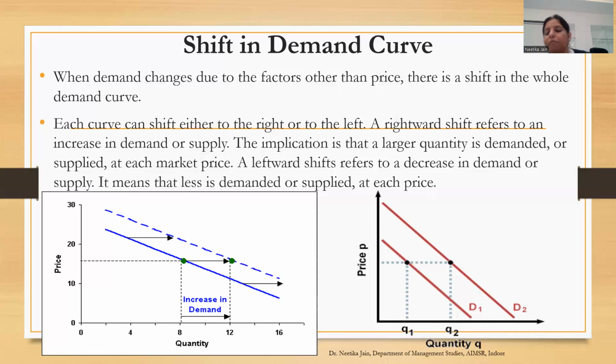So it may happen that if my income is increasing, I'm buying more chocolates, or I'm going to buy more of my clothes which I like. So even if the price is same, I'm going to spend more because my income has increased. So due to income or due to any other factor other than price, if there's a change, this change is known as shift in demand curve. Whereas if with the price it changes, it is the movement along the demand curve.